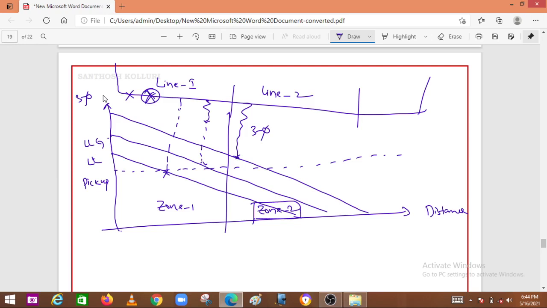So the pickup current is different for three-phase fault, line to ground fault and line to line fault. I have placed a relay here which has to operate for this zone of protection. In this zone I have two faults, line to line fault and line to ground fault. If this relay operates when there exists a three-phase fault in another zone, then that is called overreach problem.